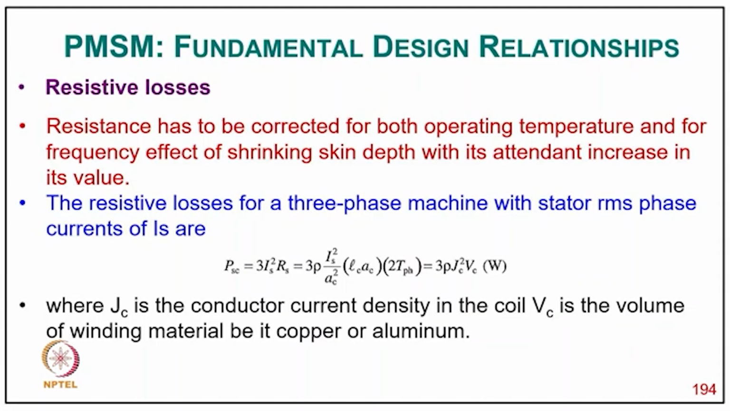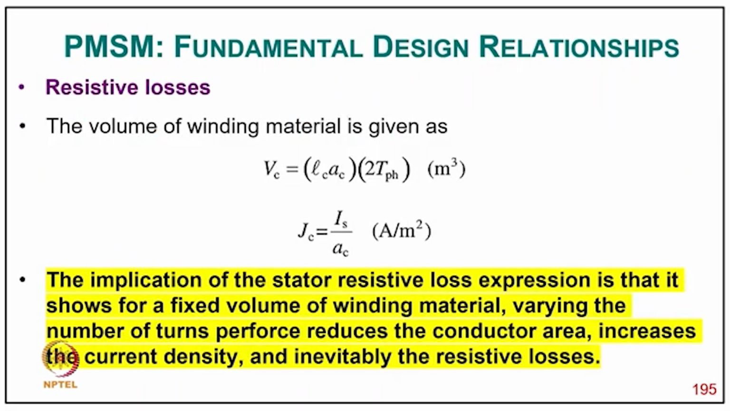where JC is the conductor current density in the coil, VC is the volume of the winding material, be it copper or aluminum. Volume of material is given as VC equal to LC AC into 2 TPH in meter cube, and JC equal to IS upon AC in ampere per meter square.